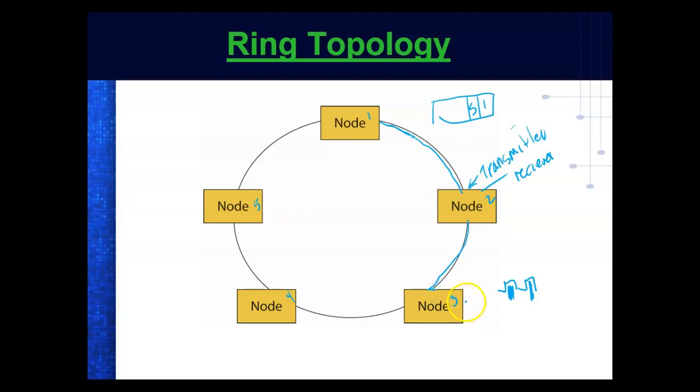3 says, well, 5, that's not me. I'll come up and repeat the packet. This guy would say, well, 5, that's not me. And this guy would repeat the packet. And 5 would say, hey, that's me. And it would let the packet come on into the computer. Now, the most popular method is what they call token ring.